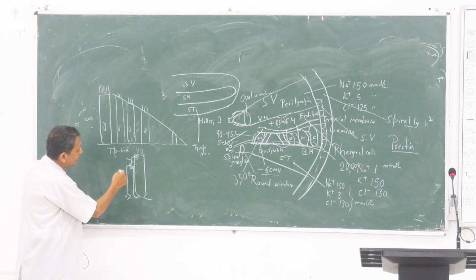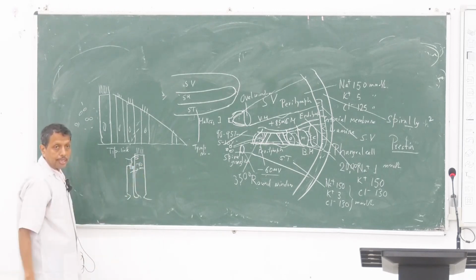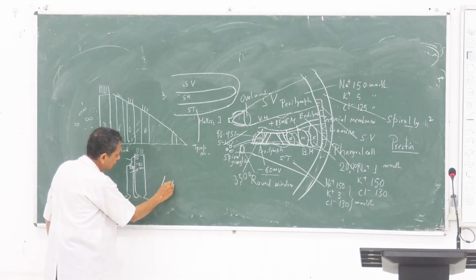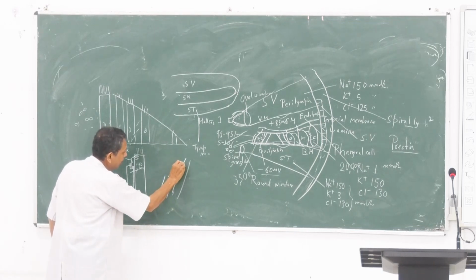Whenever there is bending of these, normally the resting potential is minus 60 millivolts. If it is bending in this direction, towards the taller one, then the tip link is elongated and this channel will open, and then potassium and calcium will enter.